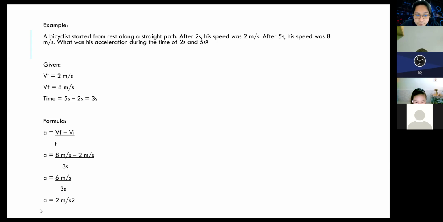If the time was hour, is it meters per hour? It depends, because in the given situation, it is expressed in meters per second. And what if the time there is hour? Sure, meters per second per hour? No. You convert the time into seconds in order for you to substitute. That's a good question. Any other question?